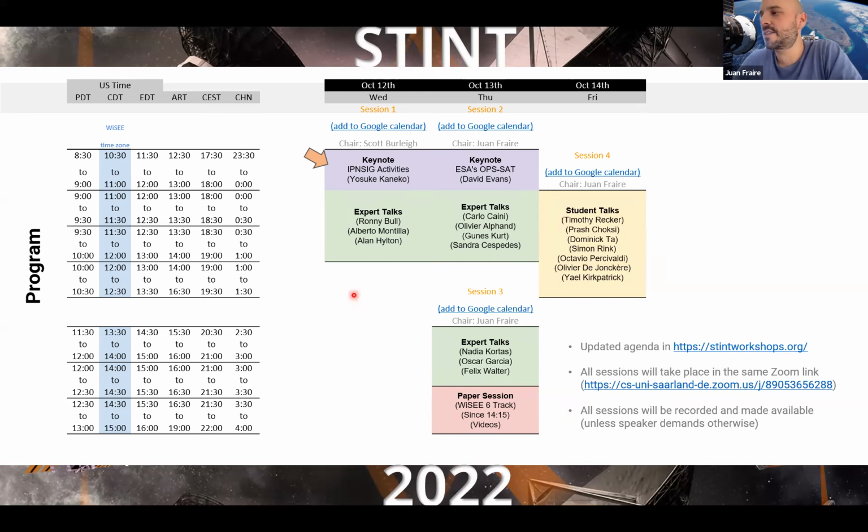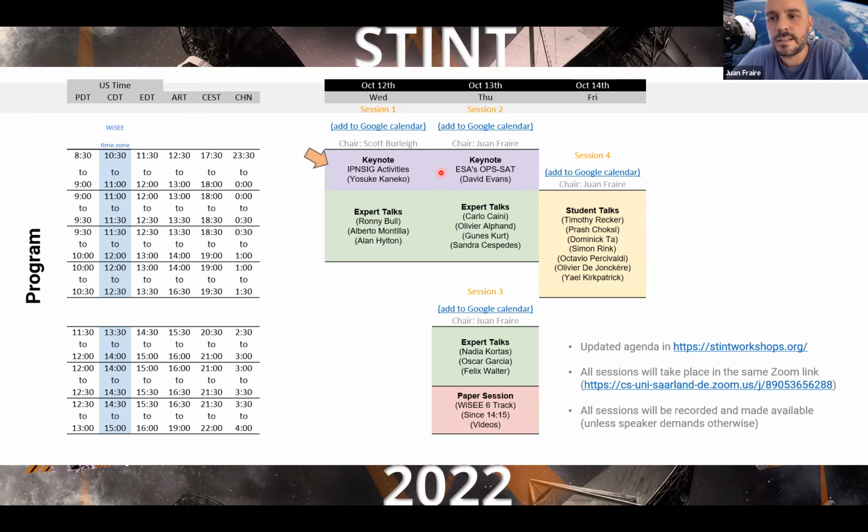In today's agenda we have our first keynote, and this session is going to be chaired by Scott Burley. I'm going to hand over to him in a few seconds. Our first keynote today is going to be Yosuke Kaneko from IPNSIG. He's already here with us. And we have 3 expert talks afterwards from Ronnie Bull and Mike Moore, then Alberto Montilla from Spatium and Alan Hilton, who will share some recent updates on DTN research.